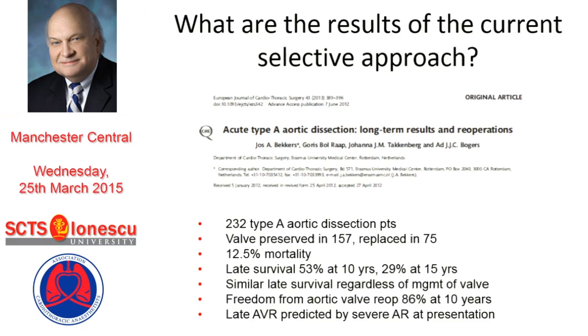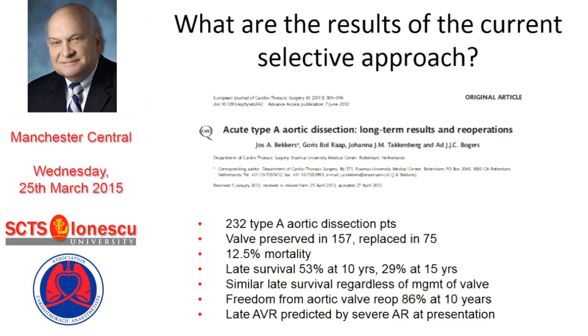The valve was preserved in 157, replaced in 75. And that ratio, by the way, of preserving twice as many valves as replacing is the mark, I think, of a conservative approach. If that's the ratio in your practice, then you're traveling with the herd, and you are practicing conservative root replacement work. And I think that ratio is a surrogate for your conservativeness in approach. Their mortality rate was very, very good, 12.5%.